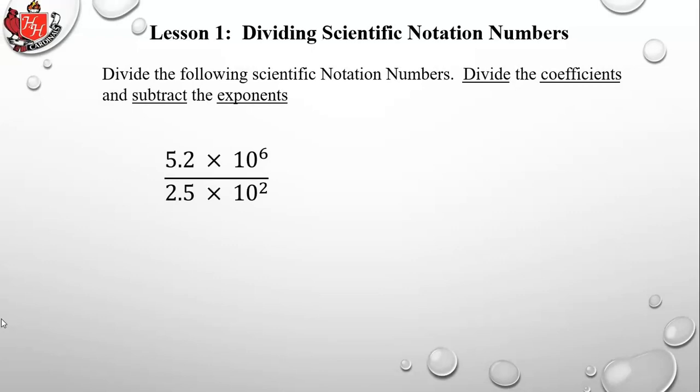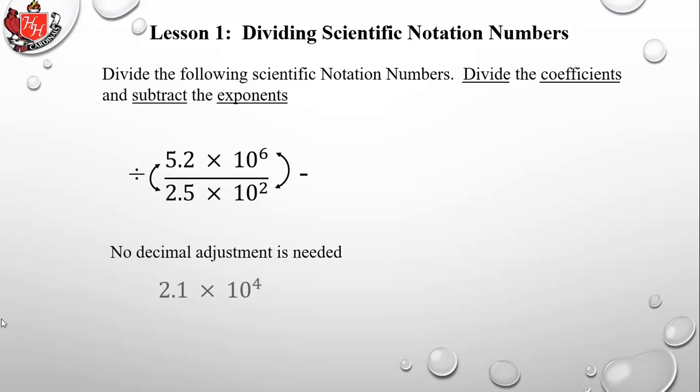Now we're going to divide. The rules for division are you divide the coefficients and you subtract the exponents, just the opposite of multiplication. So no decimal adjustment is needed, so 5.2 divided by 2.5 is 2.1, and 6 minus 2 is 4, so 2.1 times 10 to the 4th.